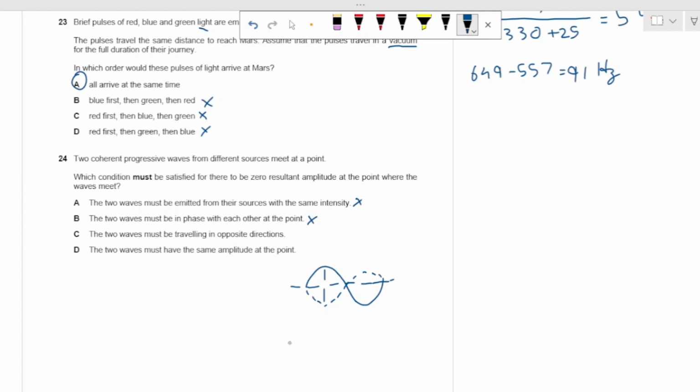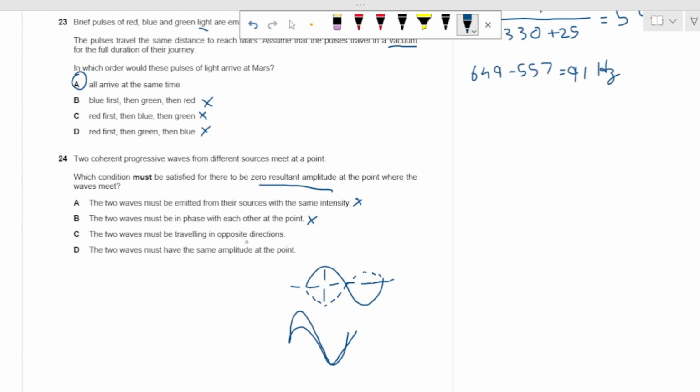Because if they were in phase, suppose this is the wave and there is another wave having some other amplitude, this is considered in phase, but this would not give you zero amplitude after finding the resultant wave. The two waves must be traveling in opposite directions. No, there is nothing about opposite directions to do with it, only the phase and whether the crest and trough line up. Only these matter for zero resultant amplitude.